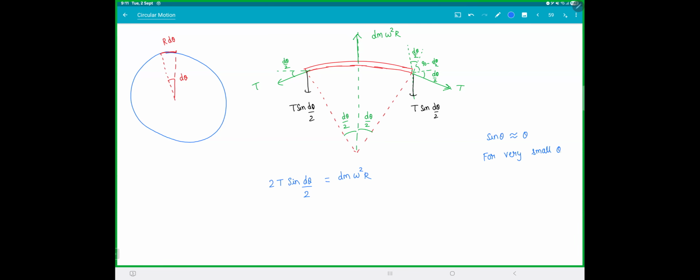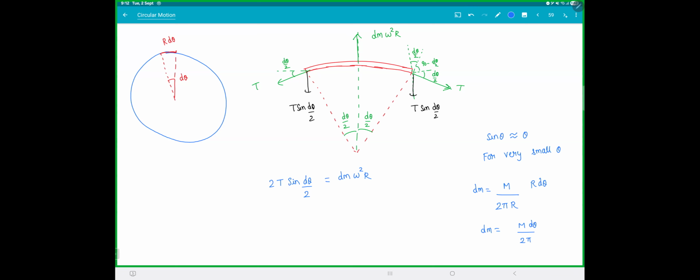d theta is a very small angle, so sine of d theta by 2 becomes d theta by 2. And what is dm again? Always remember what dm is. dm is total mass by total length, which is 2 pi r, the circumference, into the length of that small piece, r d theta. So dm will be m d theta by 2 pi.